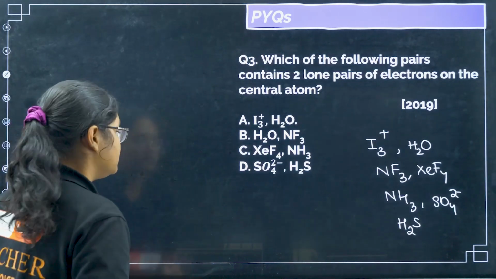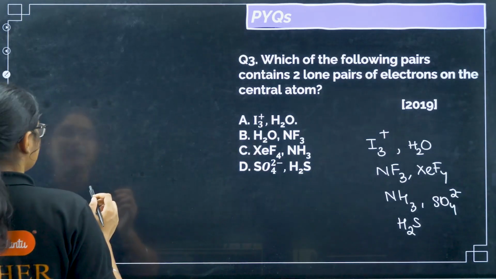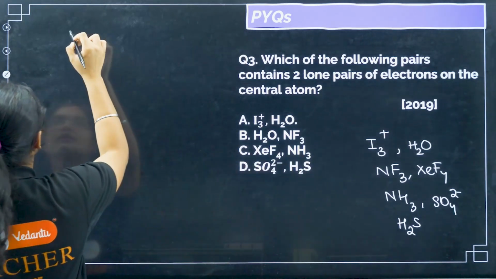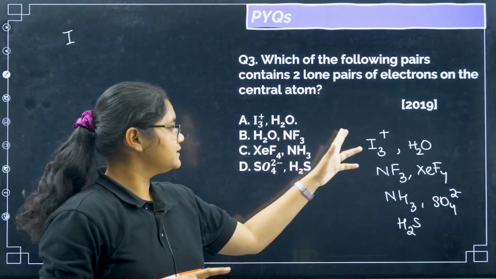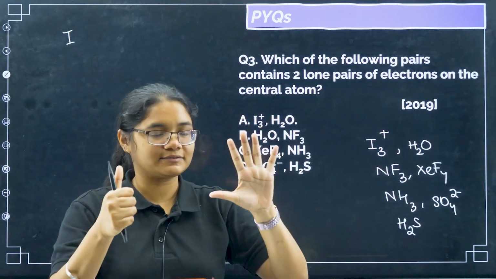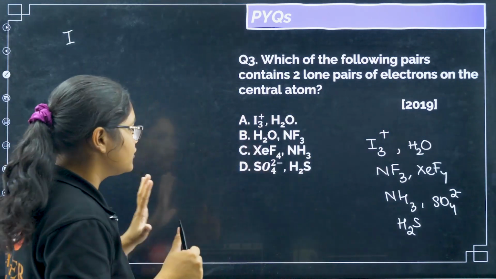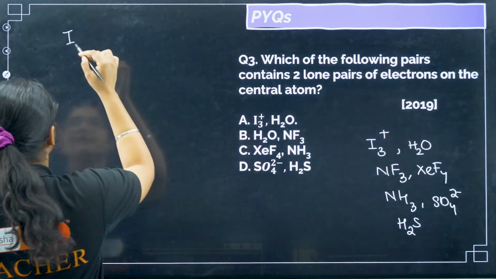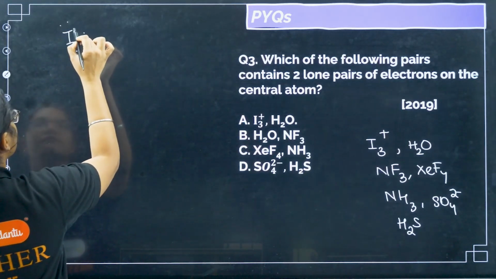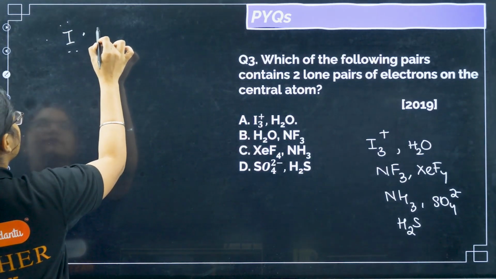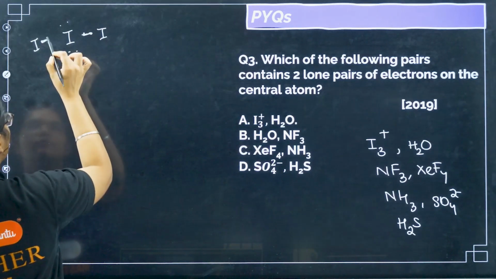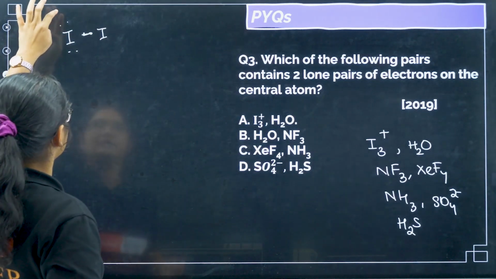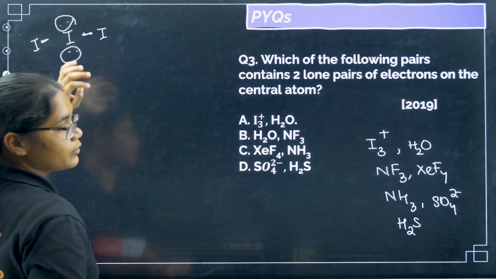So if I have I3+, iodine has 7 valence electrons, plus means 1 is lost, so total 6 valence electrons are there. Now out of these 6 valence electrons, I will draw like this: 1, 2, 3, 4, 5 and 6. Here there is one more I where the bond is formed, and here there is one more I where the bond is formed. So you can see that in this the central atom has 2 lone pairs.